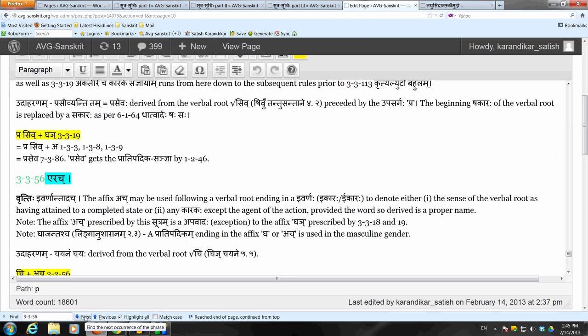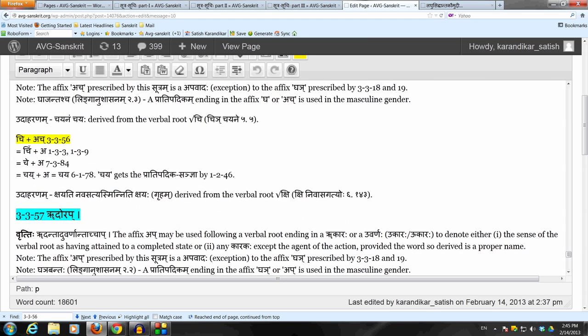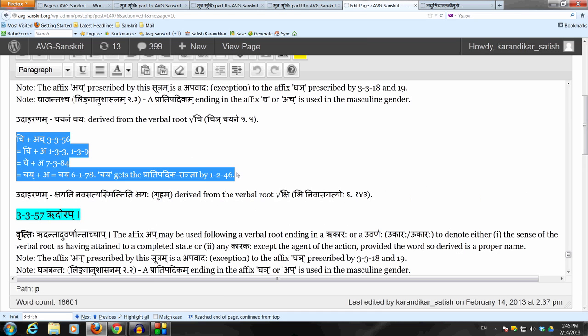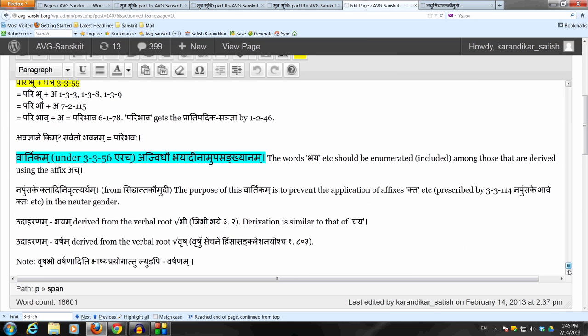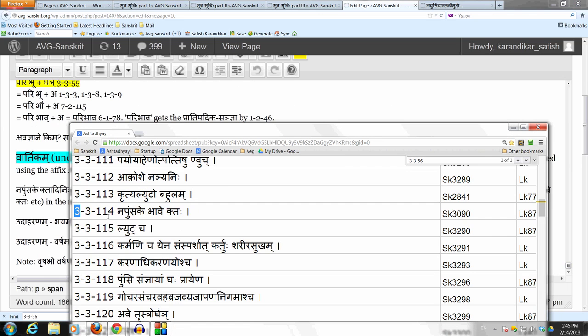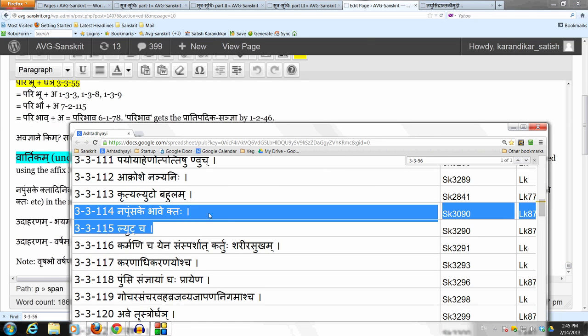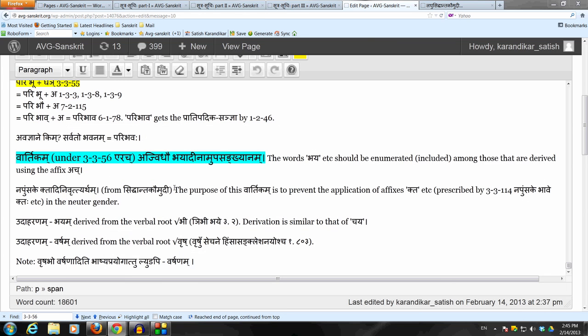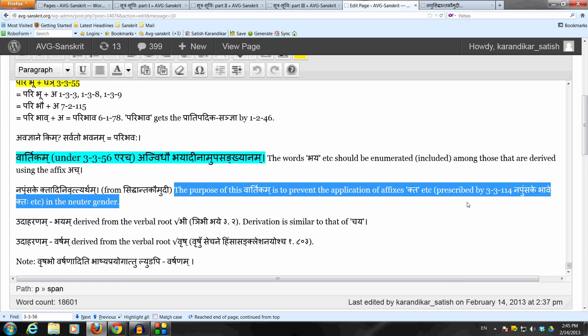So nothing special in the derivation, but because of this Vartikam, we are now able to use this affix ach and set aside the affix kta as well as lyut, which would have been done by 3.3.114 and 3.3.115, because they are later rules in the Ashtadhyayi, and they apply specifically in the neuter gender. But still this Vartikam now says that we should use the affix ach to form words such as bhaya and not the affixes kta etc. So that is what is meant by napumsake ktadi nivrityartham.